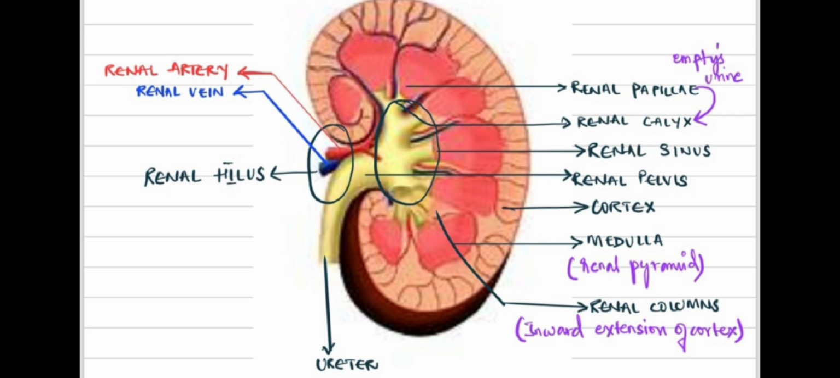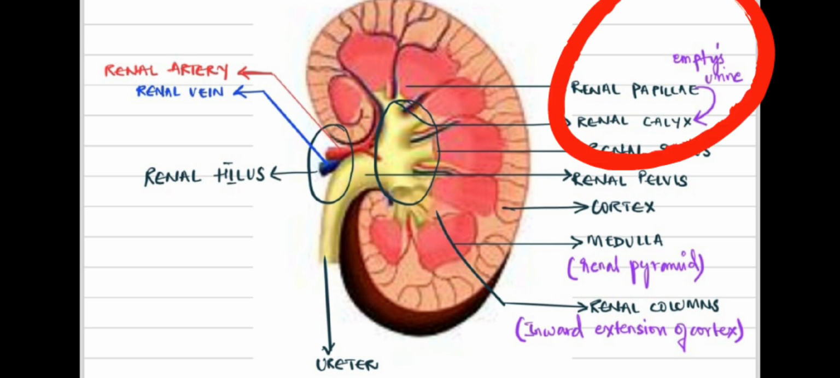The next layer is the outer granulated tissue, which is called the renal cortex. The next layer to this is designed in such a way that it looks like a pyramid, called the renal pyramids, also called medulla. The next is the inward extension of this cortex, called the renal column. The end of the renal pyramid is called the renal papilla.